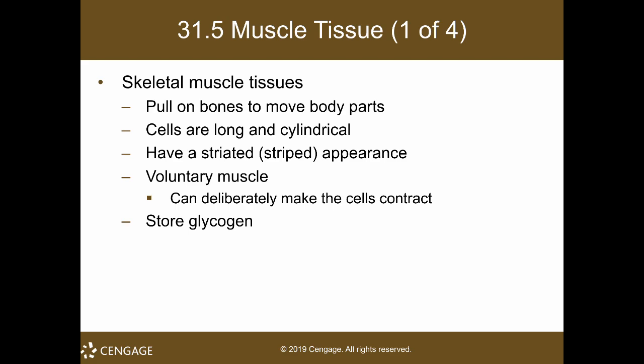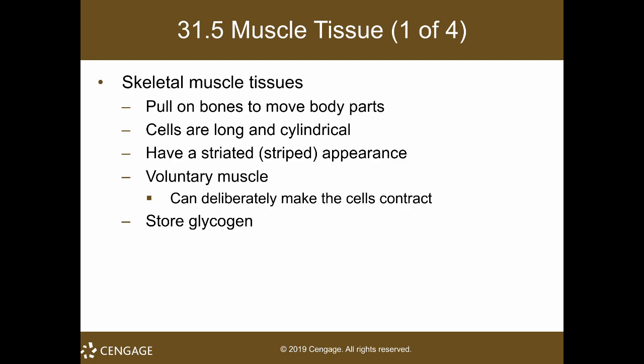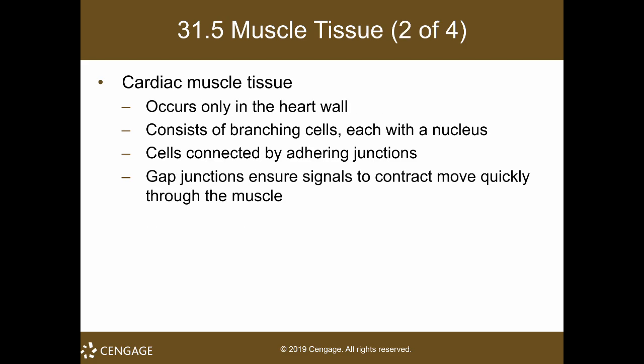So you can control them voluntarily. So they can deliberately make cells contract. So they also store glycogen. So if you remember, glycogen is the storage of carbohydrates in the animal cells or animal tissues.